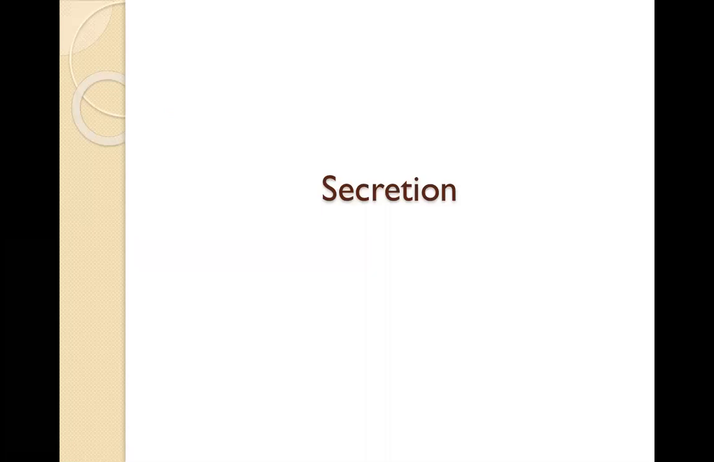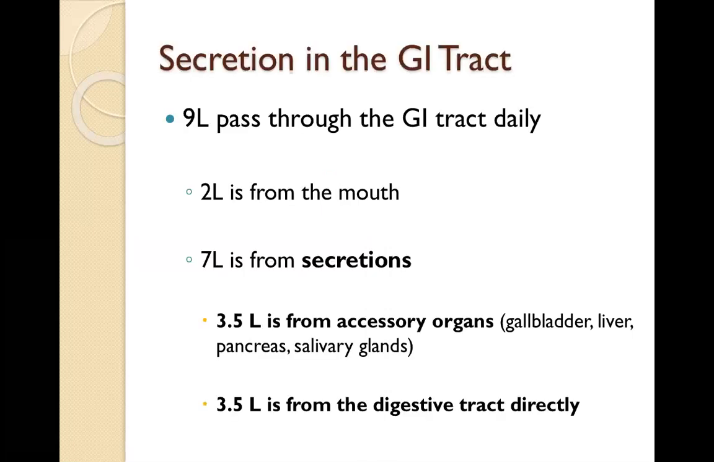We'll talk a little bit about secretion. So there's a lot of things that are secreted in the GI tract. About 9 liters pass through the GI tract every day. We already know that 7 liters of this is from secretions, and about 2 liters comes into the GI tract from the mouth, from the external environment.